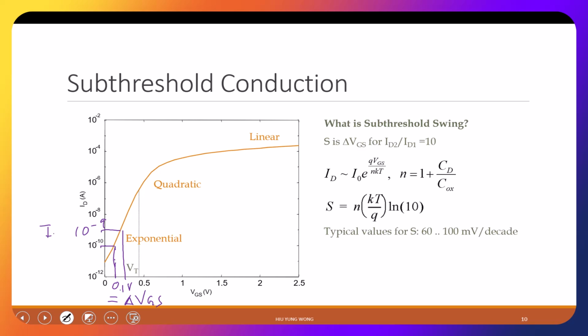So this is ID2 and this is ID1. I change from 10 to the power negative 9 to 10 to the power negative 10. Okay? So what is this? In this case, the subthreshold swing SS is 100 millivolt per decade. That is the unit. 1 decade means 10 times. It means I need to change 100 millivolts in order to change the current by 10 times.